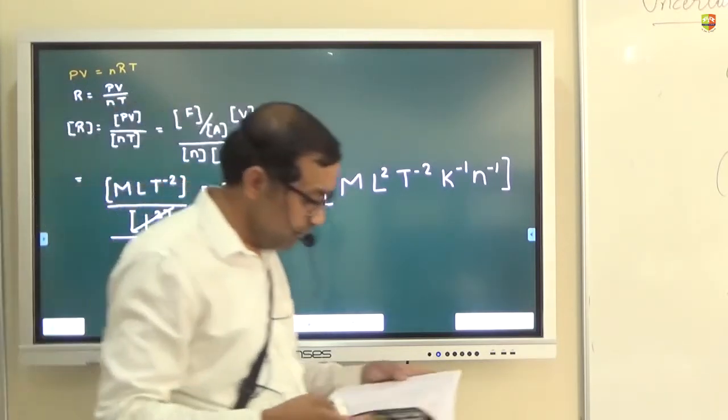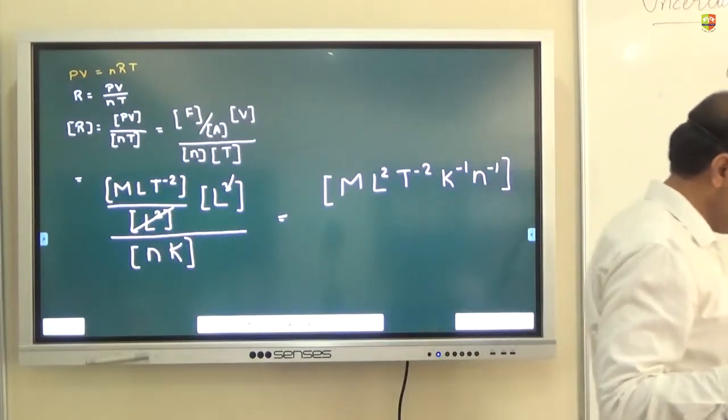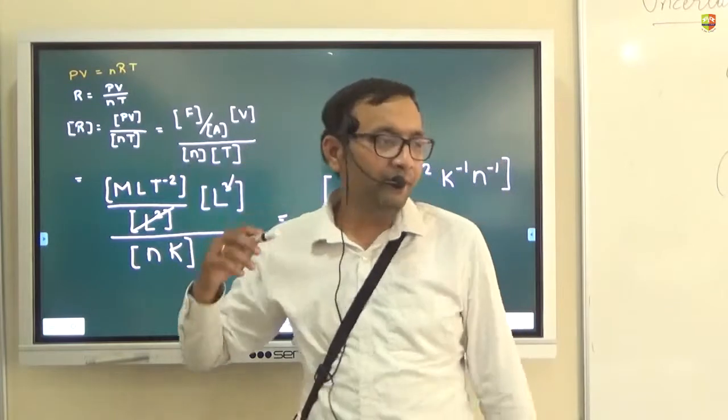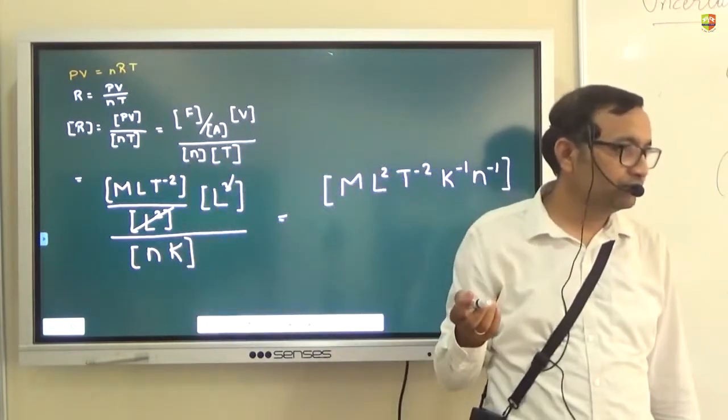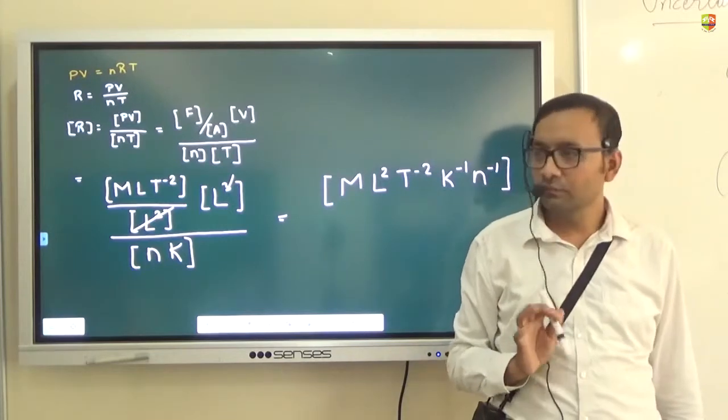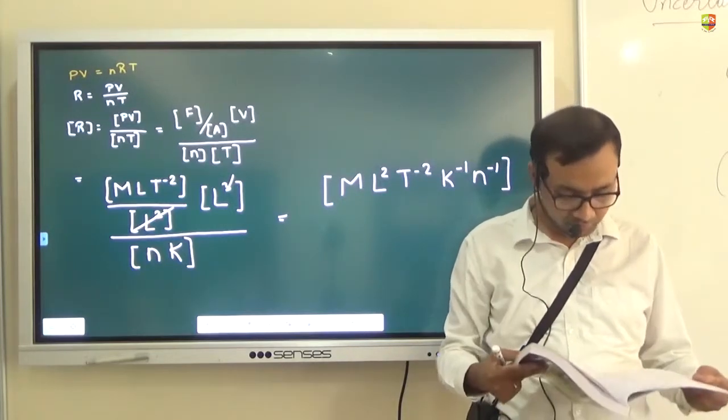26. Dimension of magnetic flux density. Again, this you will learn in the magnetism chapter in class 12th. So let's not get into magnetism right now. Any other doubt?